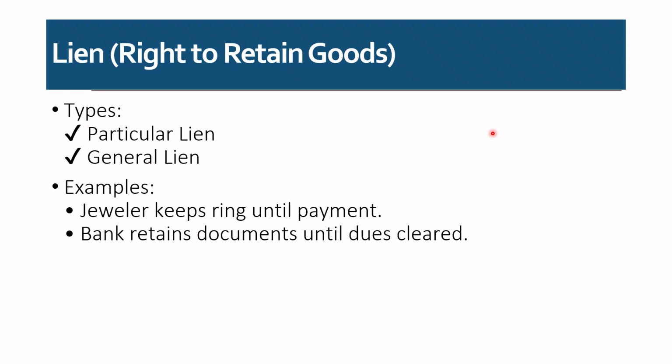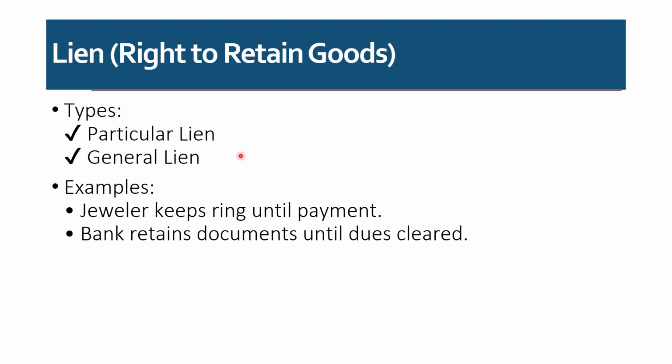Now let's understand the meaning of lien, or right to retain goods. This means the right to retain possession of goods until the dues are paid. There are two major types of liens. One is a particular lien and the second one is a general lien. A particular lien is when there is a right to retain the goods for charges related to that specific good. For example, a tailor can retain the clothes until the stitching charges are paid.